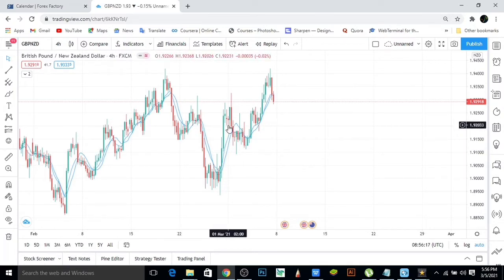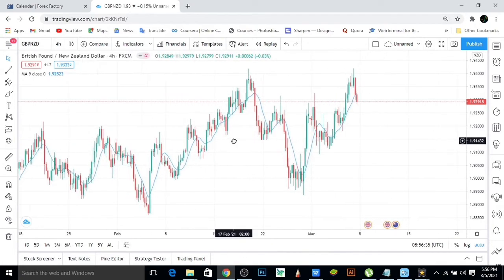So now, let me show us this. Let me take this away first. So let's start with this simple moving average. You see how wavy it is, right?